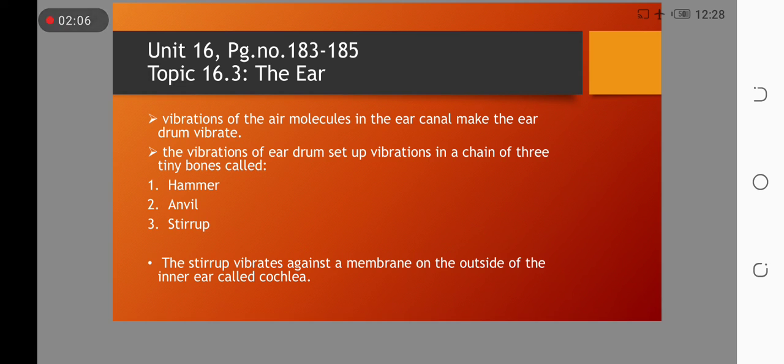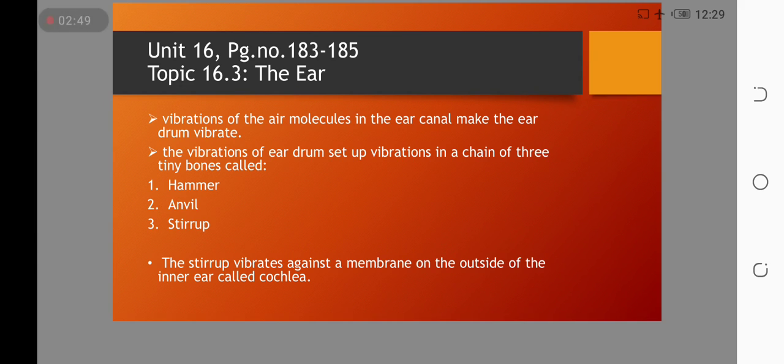These vibrations of the eardrum set up a chain of vibrations in three tiny bones. The names of these tiny bones are hammer, anvil, and stirrup. These bones are arranged in a lever-like manner so that the vibrations in the stirrup are greater than those in the eardrum. The stirrup vibrates against a membrane on the outside of the inner ear called the cochlea.